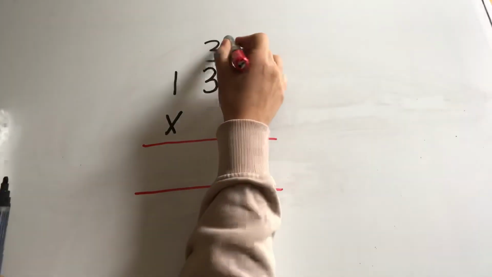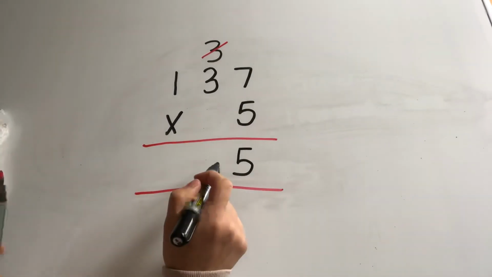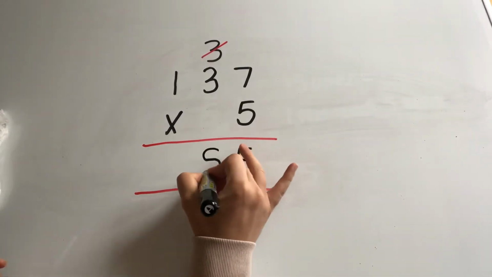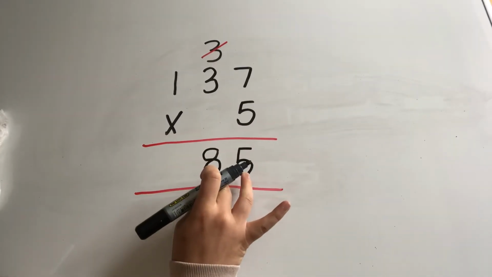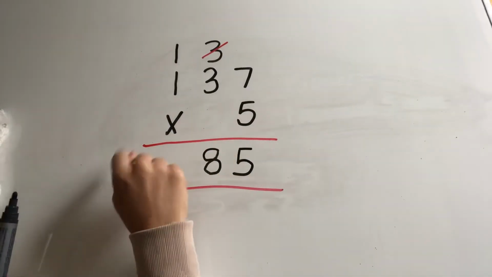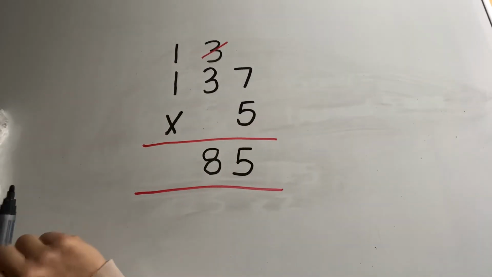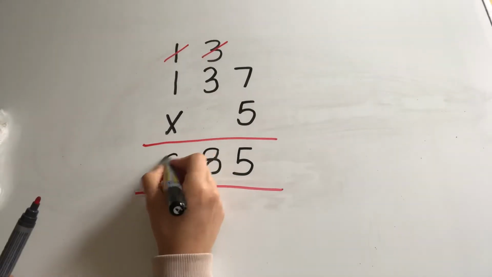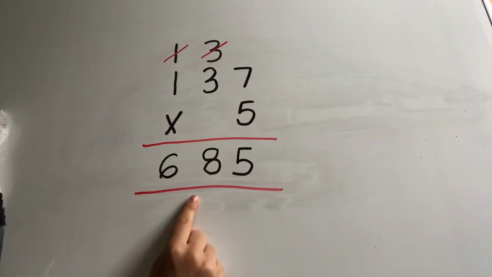So I'm going to cross this out because I know I've added it and I haven't forgotten it, so I can keep track. Now 18, we need to rename it and put the 8 down. So it's the same as saying 18 tens, which we rename to 8 tens and 100. So we need to carry our 1. Then we multiply by our hundreds number. 5 groups of 1 is 5, and we need to add our 1, which is 6. So we put our 6 down, and our product of 5 groups of 137 is 685.